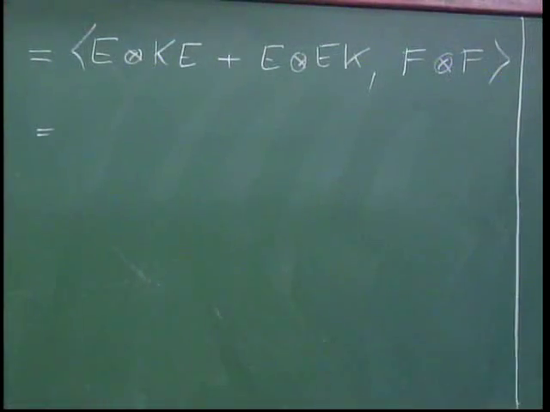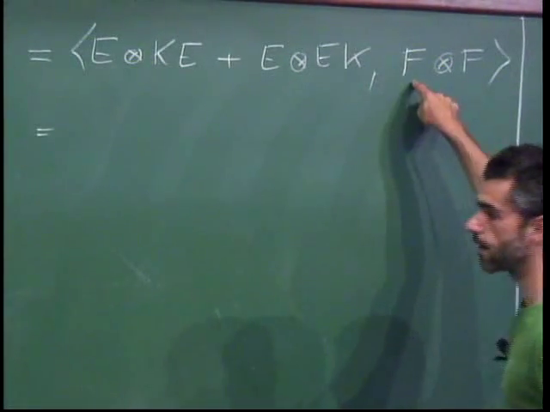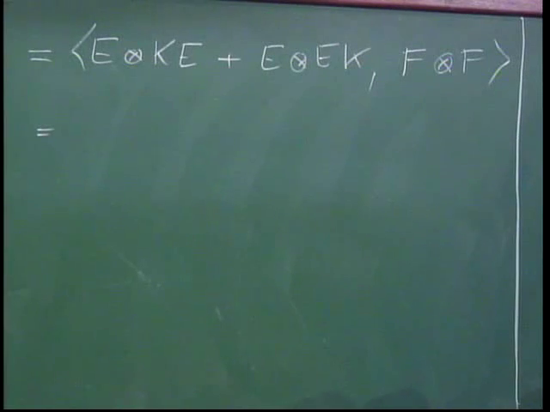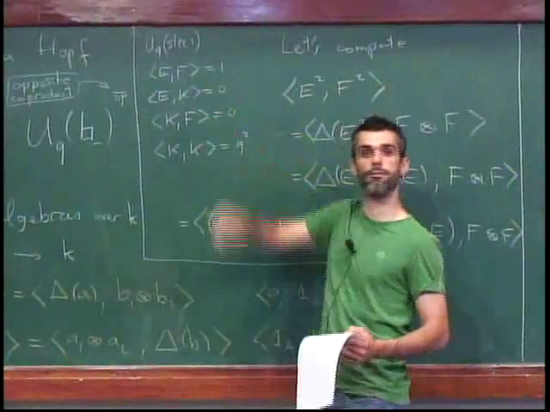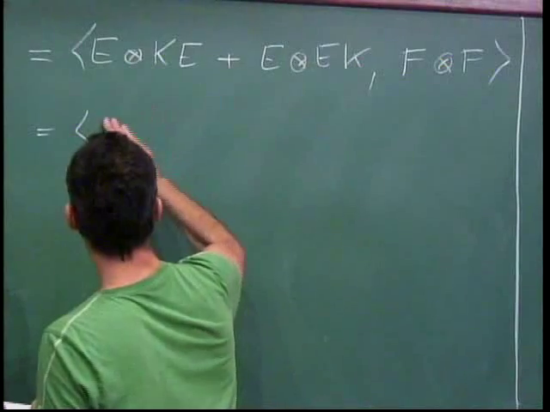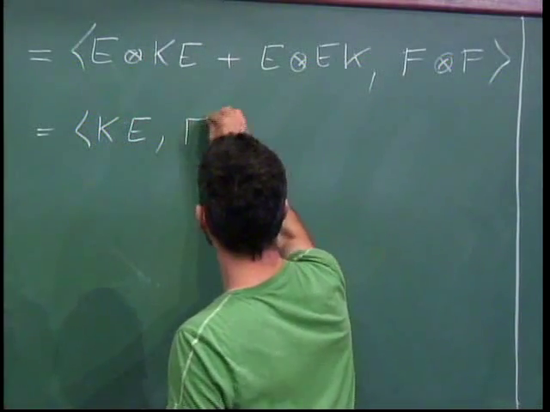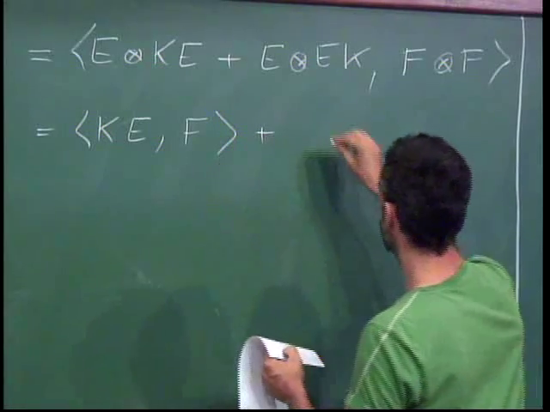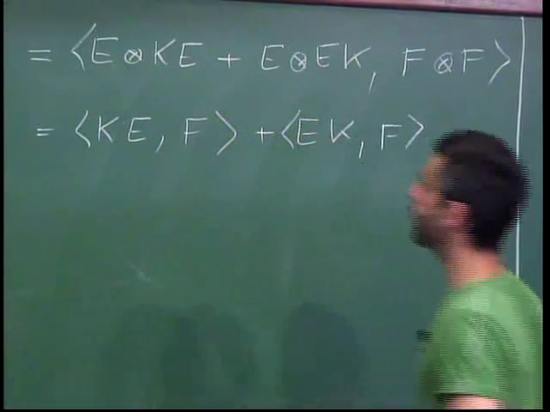Let's see. We have this factor E tensor F in the beginning on both places. So we can put it in front. But E tensor F is equal to 1, so we can remove it. So it simplifies to simply KEF plus EKF.